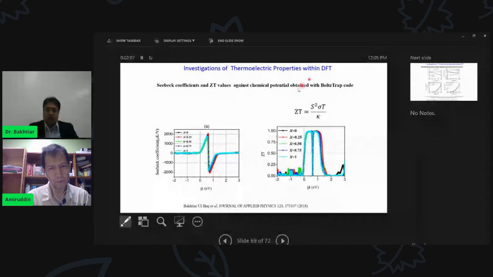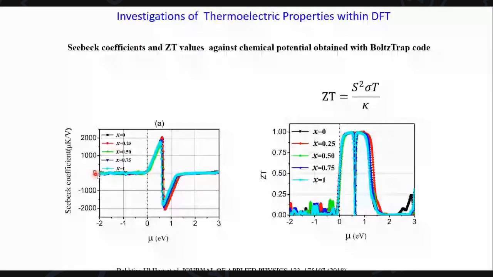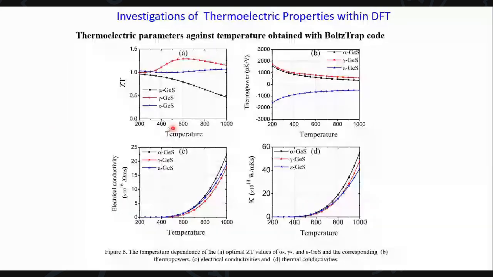And so similarly, we can also get thermoelectric results against the temperature. Like here, we studied the effect of temperature on the thermoelectric properties. So these all are the physical properties that we can obtain using the density functional theory approaches.